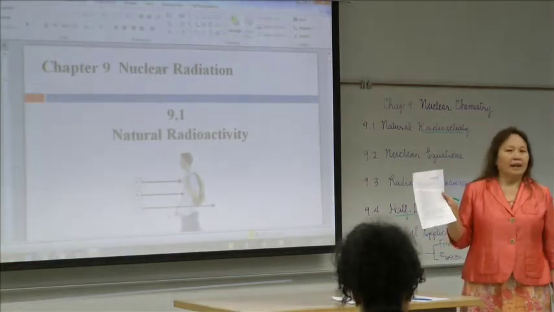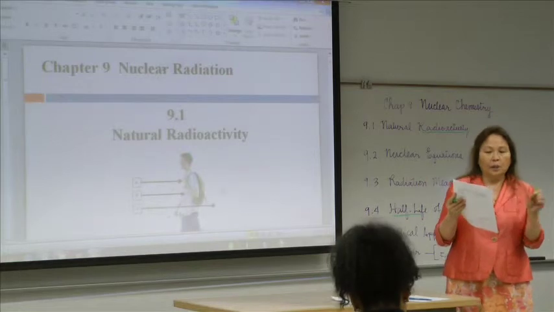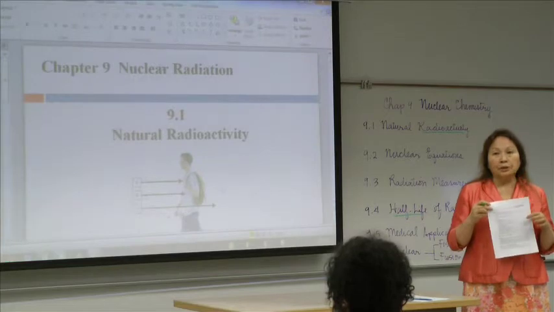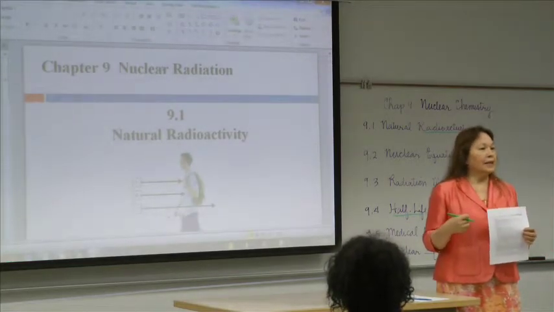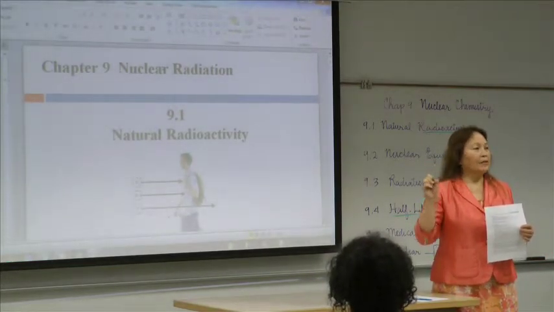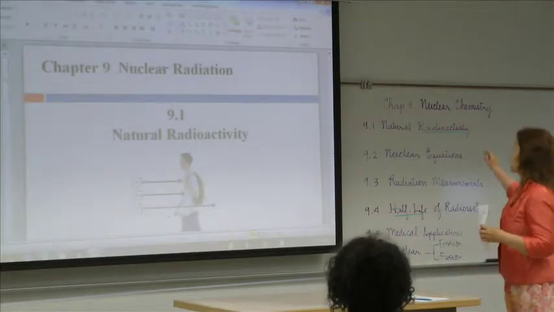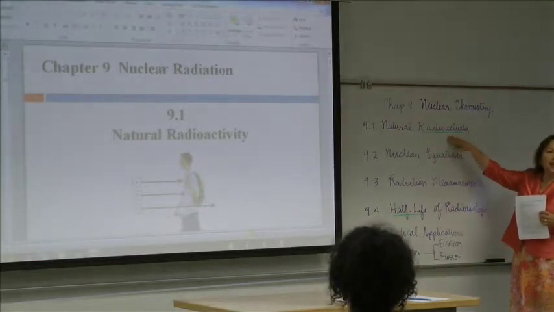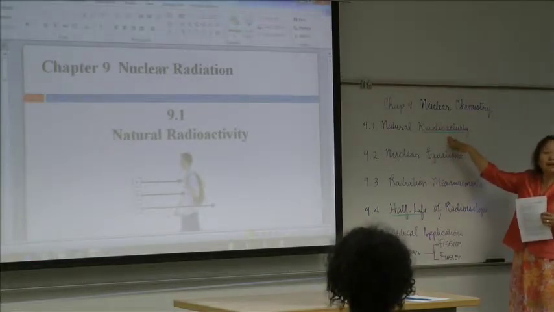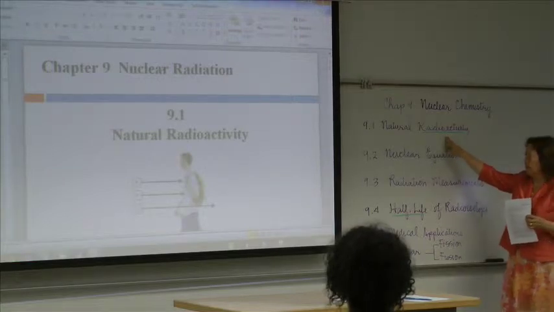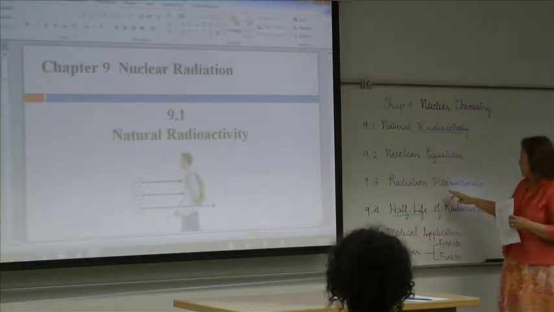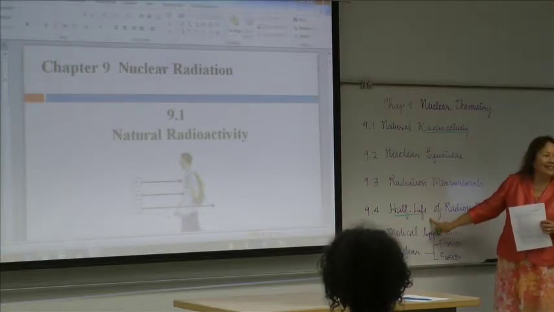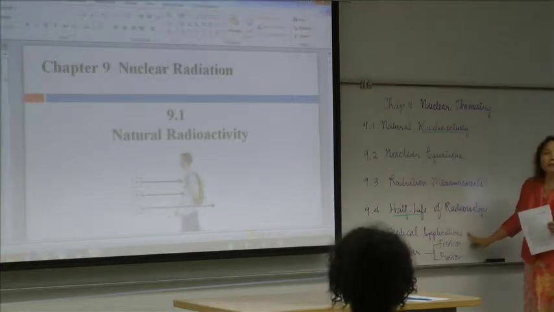So our study goals are included there, and you want to check them off. Also, because English was not my first language, I would always write down the key vocab words. Based on the different sections, I would look at the dictionary and ask, what does radioactivity mean, and where did that word come from? What do we mean when we say radiation measurements? What is half-life? And then, what are some medical applications?